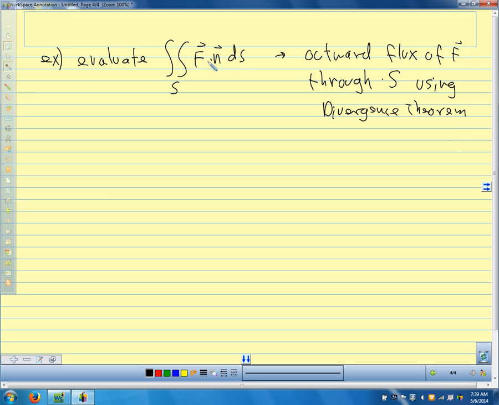So another way we would be asked this question, this flux integral, is to evaluate the outward flux of F through S, where F, in this case, is xy i hat plus yz j hat minus yz k hat. And S is the solid bounded by z equals the square root of a squared minus x squared minus y squared, and z equals 0.